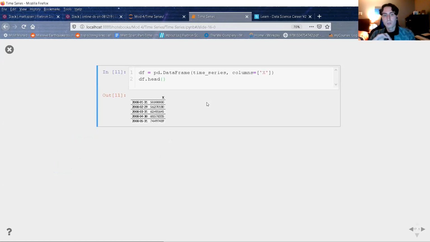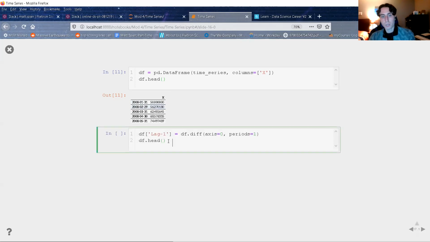So if we go ahead and print out a data frame here of our time series, we can see our values are just the X column. So now we can make a column called lag1, and the really easy way to do differencing is to just call on the data frame or series object .diff. You can pass in an axis if you're in a data frame. If it's a series, you don't need to do an axis because there's just the one column.